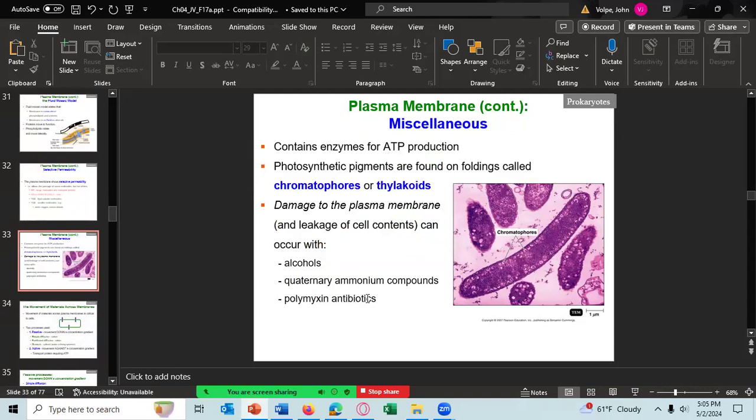The plasma membrane can contain different components and different features. For example, in prokaryotes, it contains the enzymes for making ATP. If the prokaryote, or bacteria, is photosynthetic, it will contain the photosynthetic pigments. The photosynthetic pigments are found in the foldings of the cell membrane, and the foldings are called either chromatophores or thylakoids.